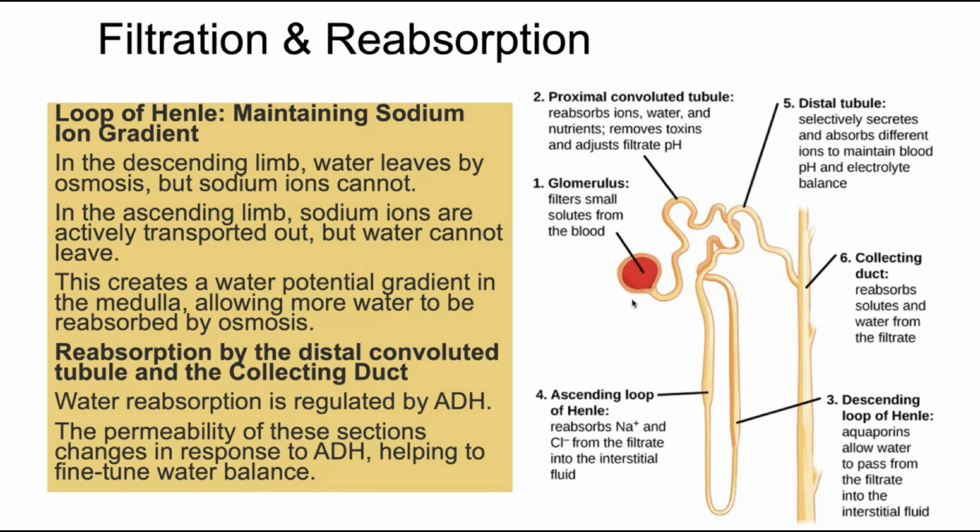Then we get to the loop of Henle where we have the maintaining of the sodium ion gradient. And in the descending limb, water leaves by osmosis, but sodium ions cannot. So the descending one is the one going down. The ascending limb is the one going up. Sodium ions are actively transported out, but water cannot leave. And this creates a water potential gradient in the medulla, so this surrounding area outside of the nephron, which allows even more water to be reabsorbed by osmosis at the distal convoluted tubule and the collecting duct. And water reabsorption is regulated by the hormone ADH, which we're going to come on to shortly.